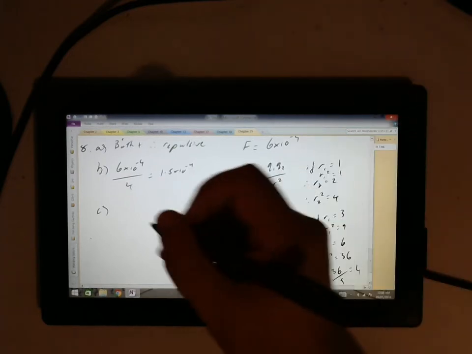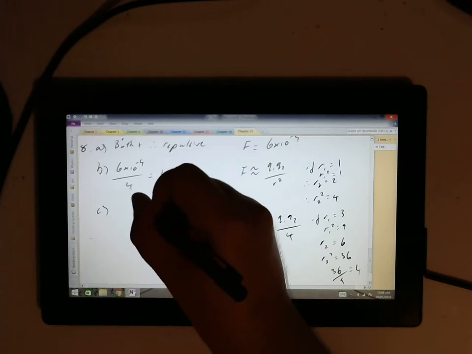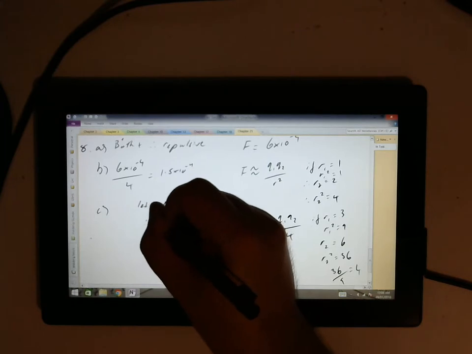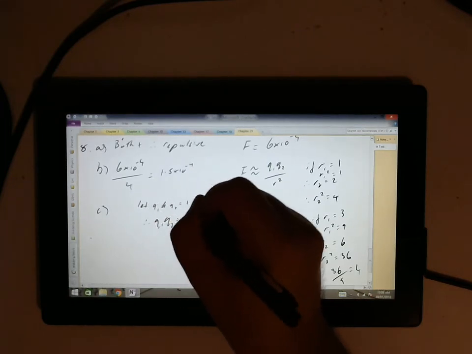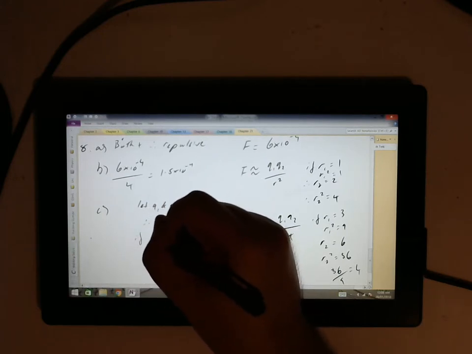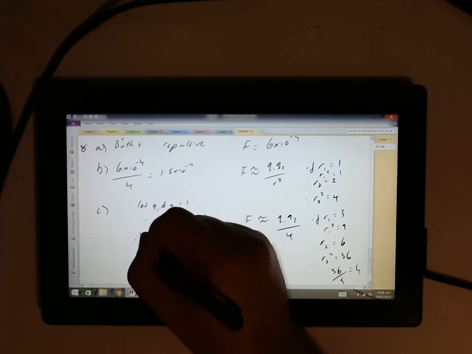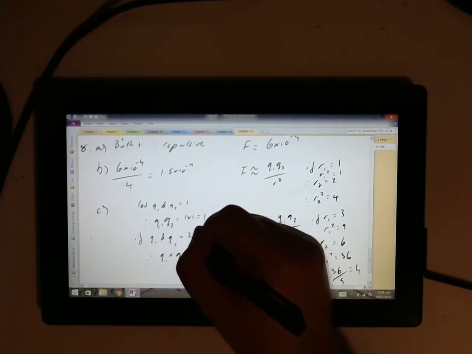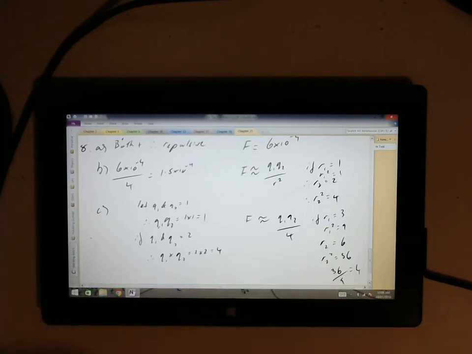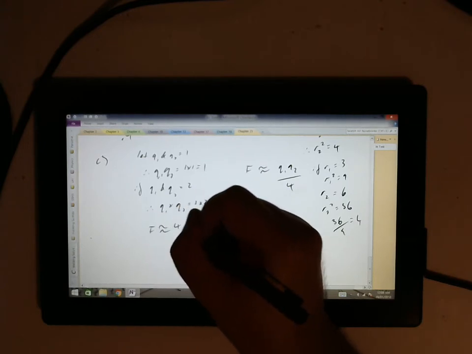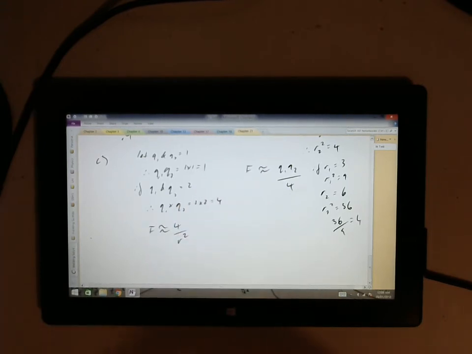Okay, let's do the math on that. Let Q1 and Q2 equal 1. Therefore Q1 times Q2 equals 1 times 1 equals 1. If Q1 and Q2 equal 2, therefore Q1 times Q2 equals 2 times 2 equals 4. So F, in this case, would be proportional to 4 over r squared. The radius hasn't changed, so it doesn't matter. We've just increased it by 4.